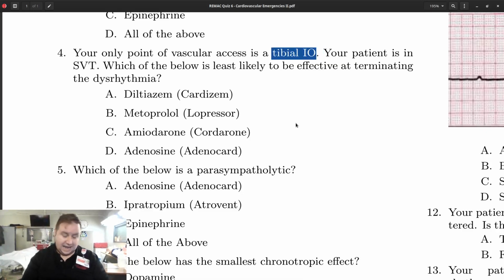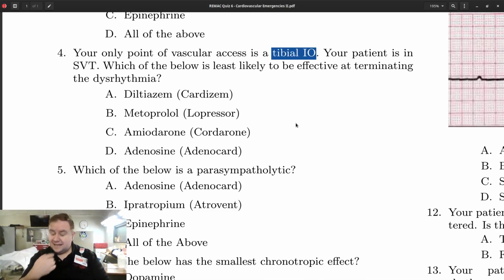First, it's an IO. So IOs have a measure of resistance to them. Unlike IVs, where you can pretty much push things in very quickly, with an IO there's going to be some resistance because you have to push it through all of the narrow blood vessels in the bone. In the bone marrow, you have to push it through the bone marrow, and that's kind of like a filter on the end of the IO needle, and it takes some pressure to get it through there.